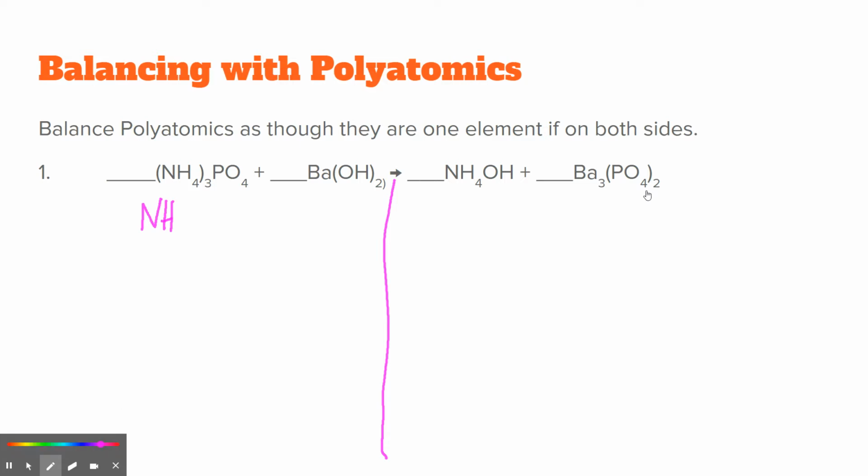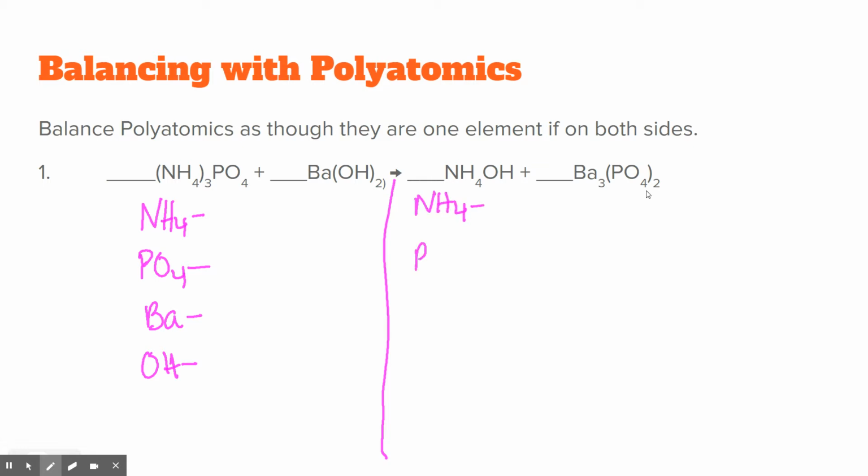NH, P, O, Ba, OH, I'm just going to write NH4, PO4, Ba, and OH. I'm going to go ahead and write that on both sides of the equation. Now I'm going to count. I have 3 NH4s, 1 PO4, 1 barium, and 2 hydroxides.